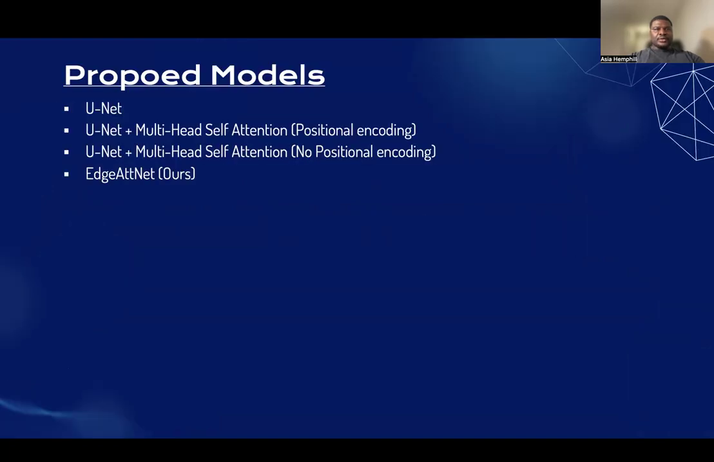Next, I'll talk about the methodologies. We have used 4 different models, 3 of which are baselines, and then our proposed model, EdgeAttNet. The first is the UNet model. The second is the UNet incorporating a multi-head self-attention with positional encodings. The third model is the UNet incorporating a multi-head self-attention with no positional encodings, and then our proposed model, EdgeAttNet.